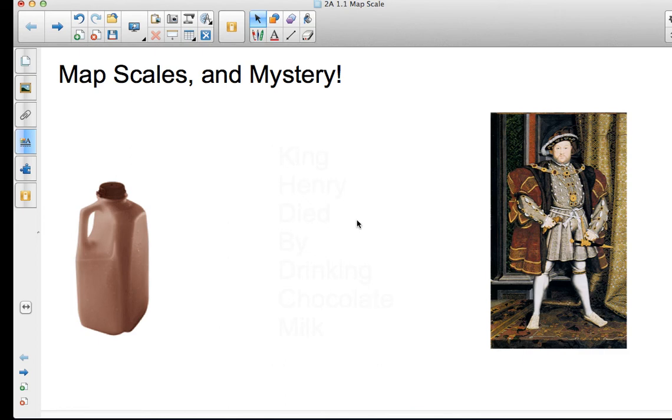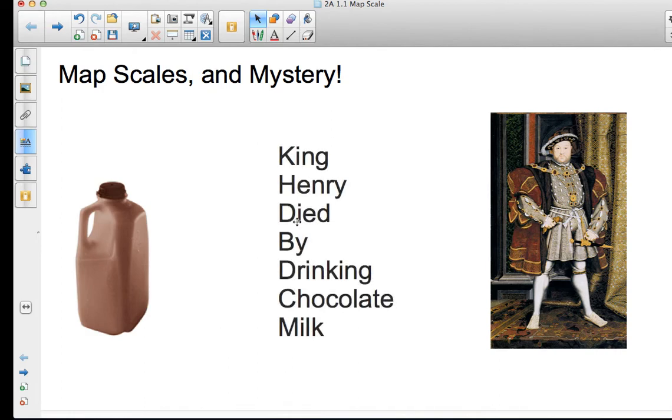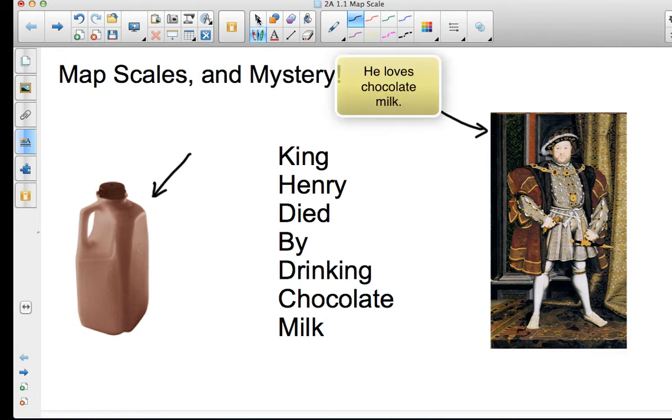Today we're going to be talking about calculating map scales and mystery. What mystery, you say? Well, we're going to talk about how King Henry died by drinking chocolate milk. Yes. Here's chocolate milk. Here's King Henry. Oh, I love chocolate milk! All right.